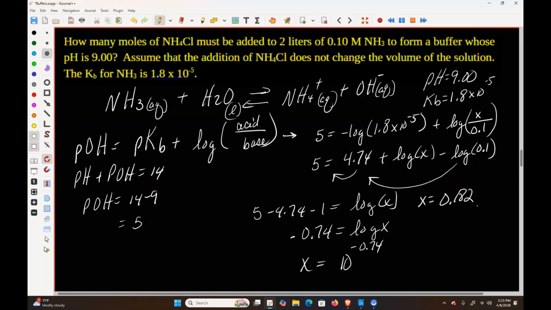All right, it says that we have 2 liters here, okay? So I need to multiply this by 2. So that means that my x will be 0.364. That should be my answer.